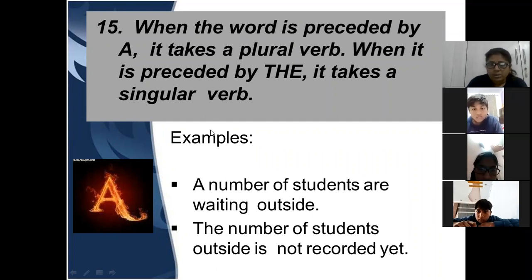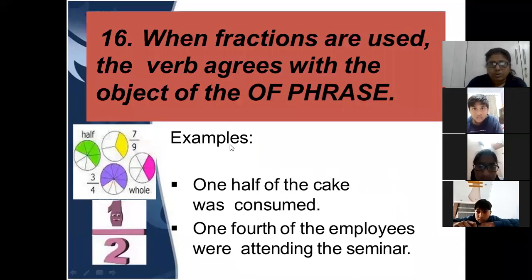Now, next is rule number 16. When fractions are used, the verb agrees with the object of the phrase. Fractions, you can see, like in maths you have studied, no? 1/2, 1/4, these are called fractions. Yes or no? Give me a thumbs up fast if you know fractions. Yes. So the verb will agree with the object of the phrase.